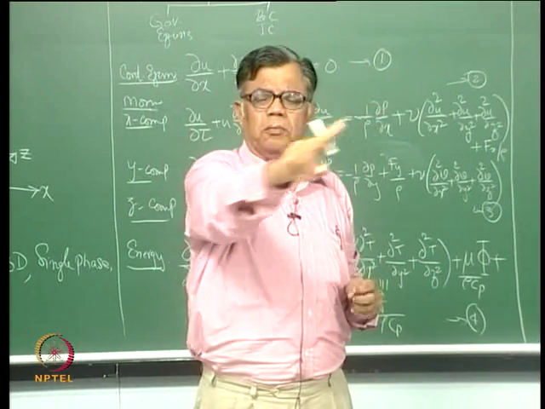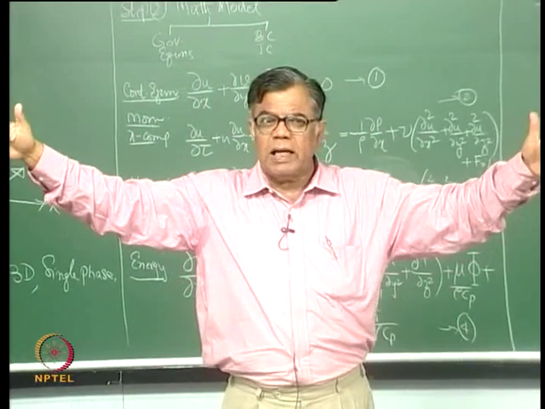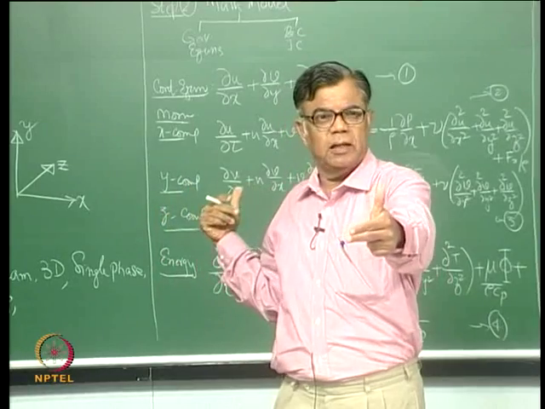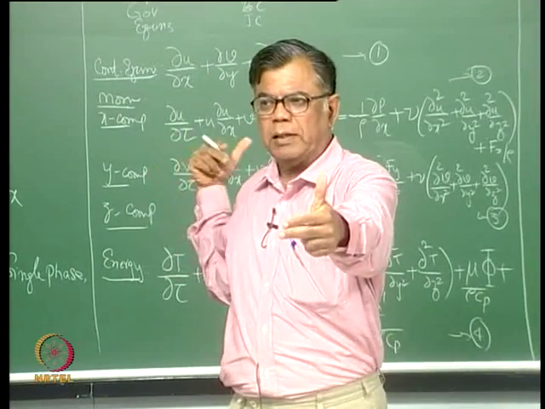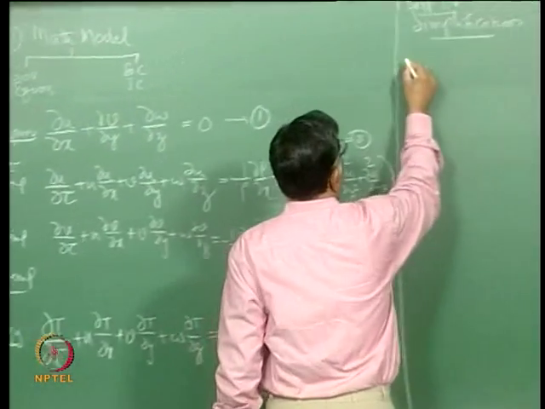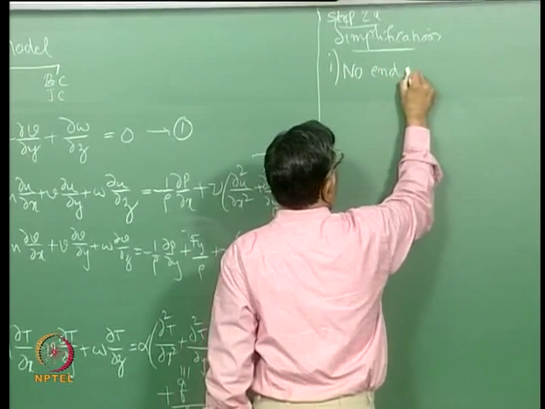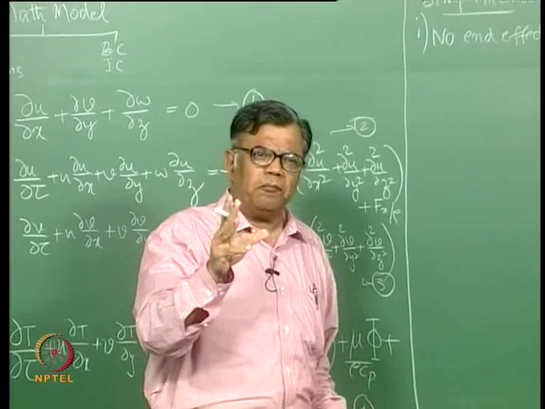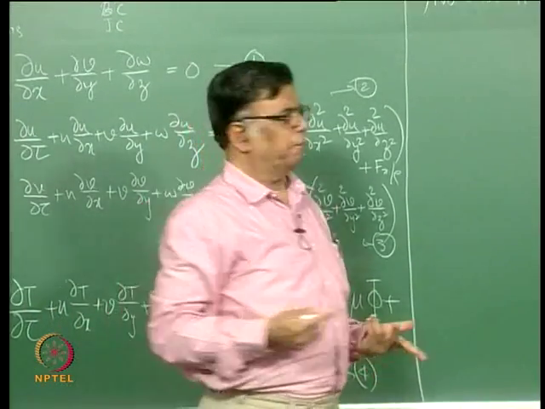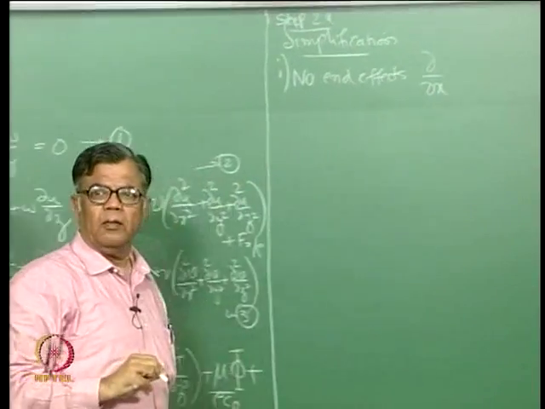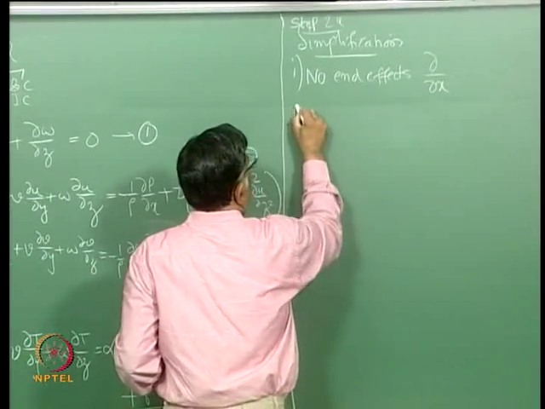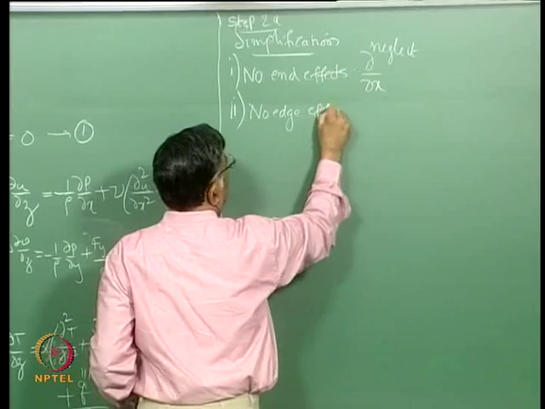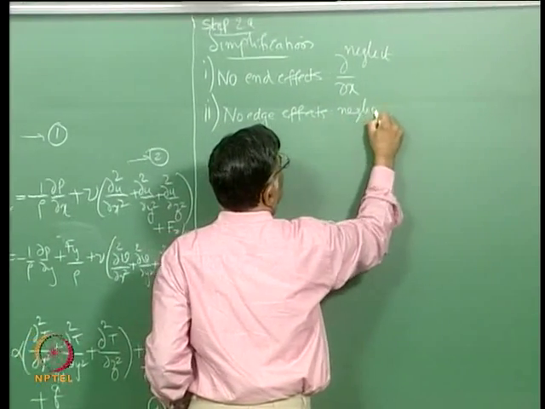Now if I want to consider the flow only here, the effects at the entry and exit I may neglect. How do you neglect the entry and exit effect on both sides, mathematically? What would you say in mathematical terms? I will write here: you came up with the right answer physically, no end effect means what? I have to give you a hint: what kind of derivative terms can you neglect? You neglect this, then I will say no edge effects. What would you neglect? Del u by del z?